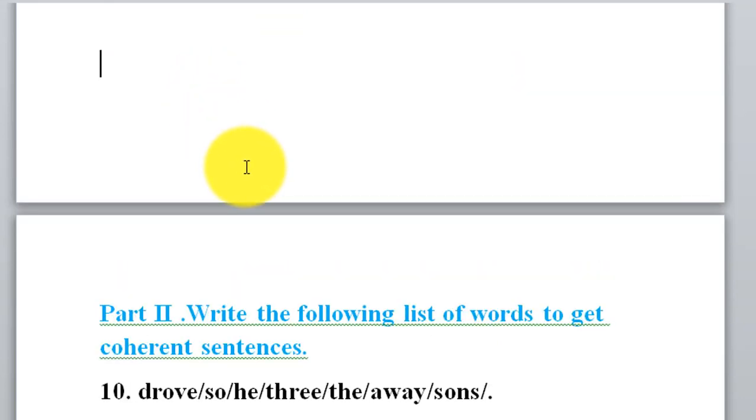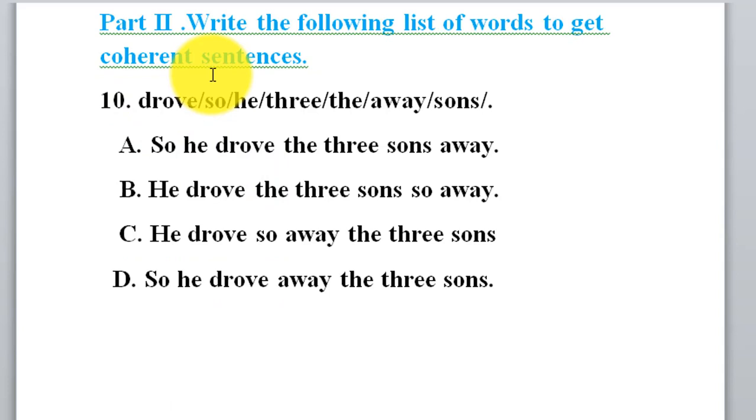Yeah, the second question is about word order: write the following list of words to get coherent sentences.